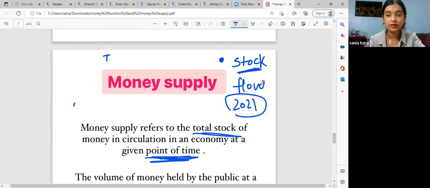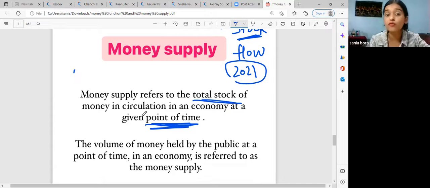Got it? Yeah. So basically, what is money? Money supply refers to total stock of money. And where is money? Money is circulating. Where? In an economy and when? At a given point of time. So this is the meaning or definition of money supply. Money supply refers to total stock of money in circulation in an economy at a given point of time.